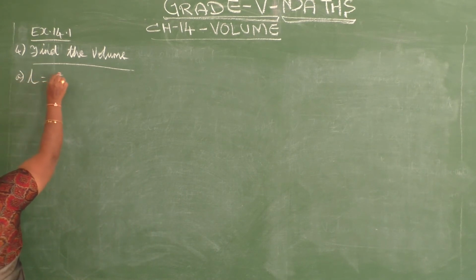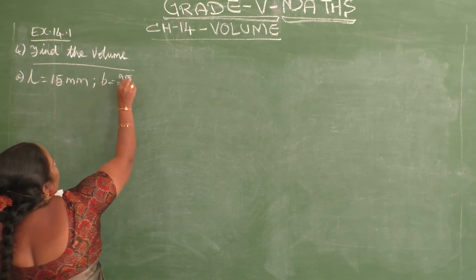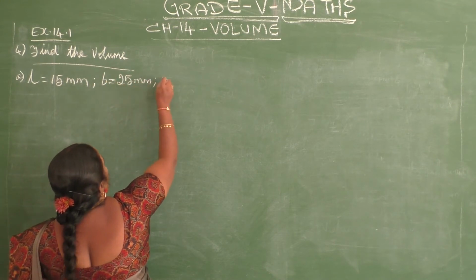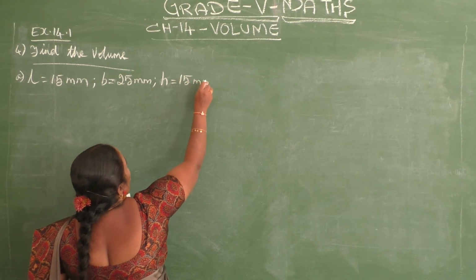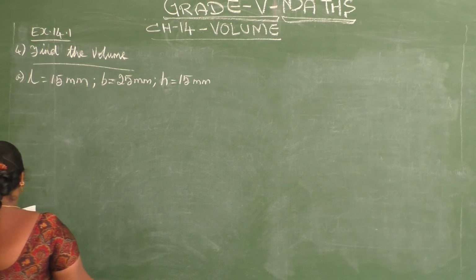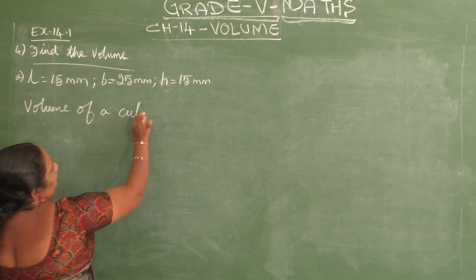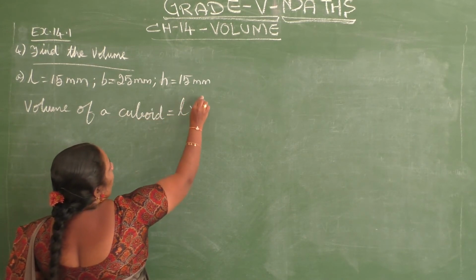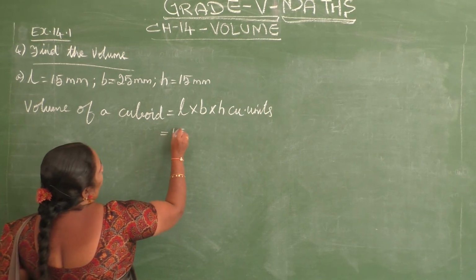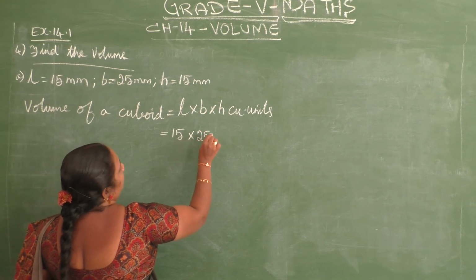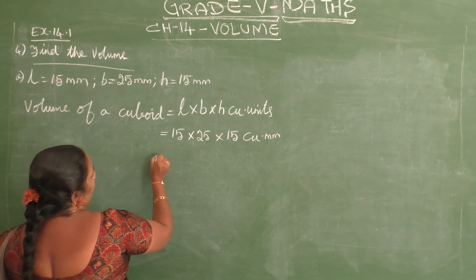A1, they gave the length as 15 millimeter. Then breadth they gave 25 millimeter. Height they gave 15 millimeter. Now we are going to apply these measurements into the formula. Volume of a cuboid. What is the formula? L into B into H cubic units. The length they gave 15 millimeter, breadth 25 millimeter, then the height 15 millimeter. Cubic millimeter.